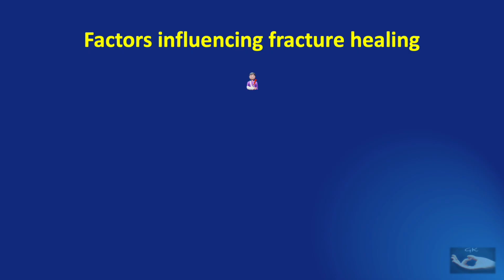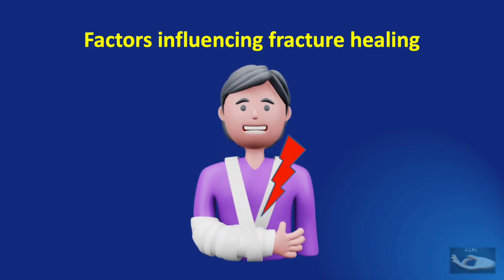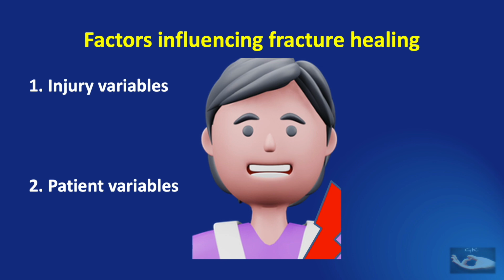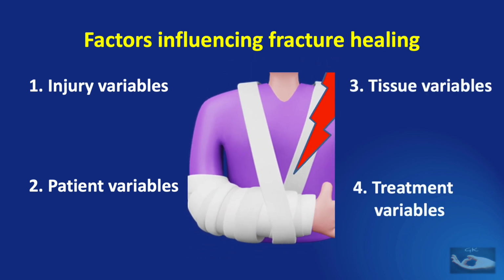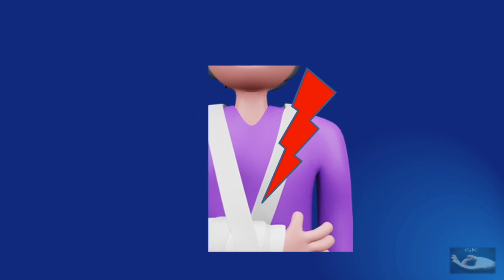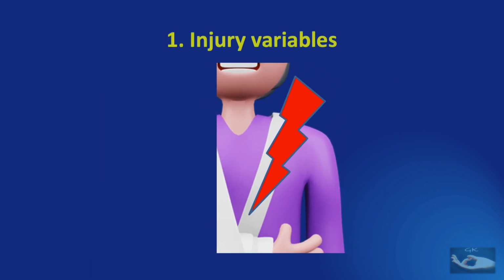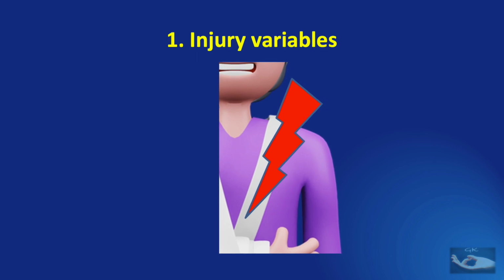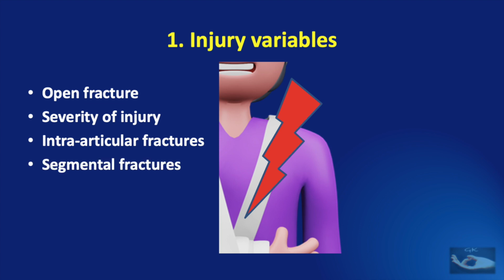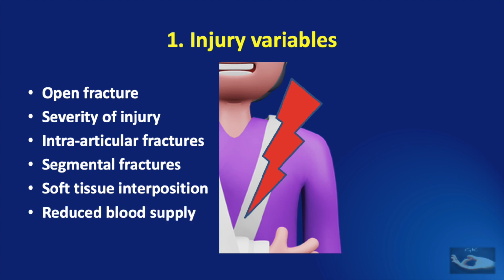We shall now see the general factors that influence fracture healing. There are 4 main sets of such factors: injury variables, patient variables, tissue variables, and treatment variables. Let us first consider the injury variables. The factors about the injury that can influence the fracture healing are the open fracture, the severity of the injury, intra-articular fractures, segmental fractures, soft tissue interposition between fracture ends, and reduced blood supply.